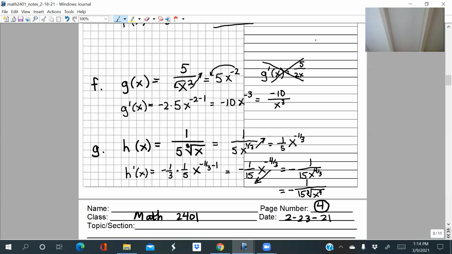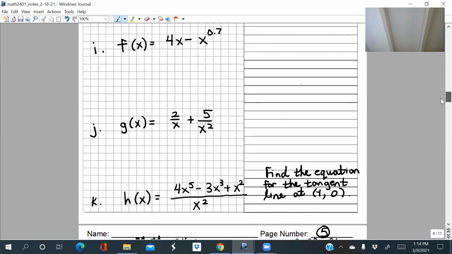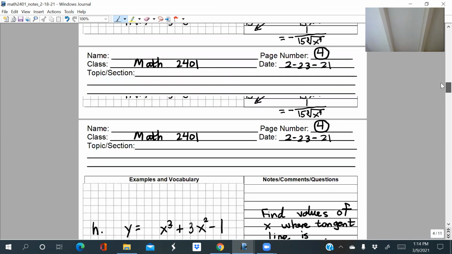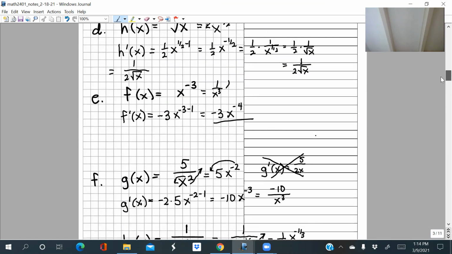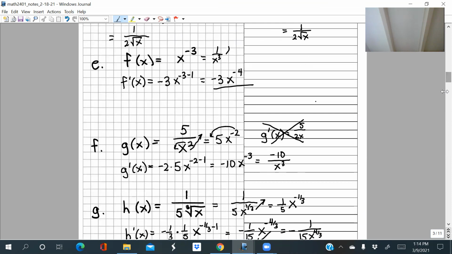So I'm going to stop right there for right now because we've run out of time. Okay, well, we still have a few more examples to do here, using the same rules, but we'll take those up next time.